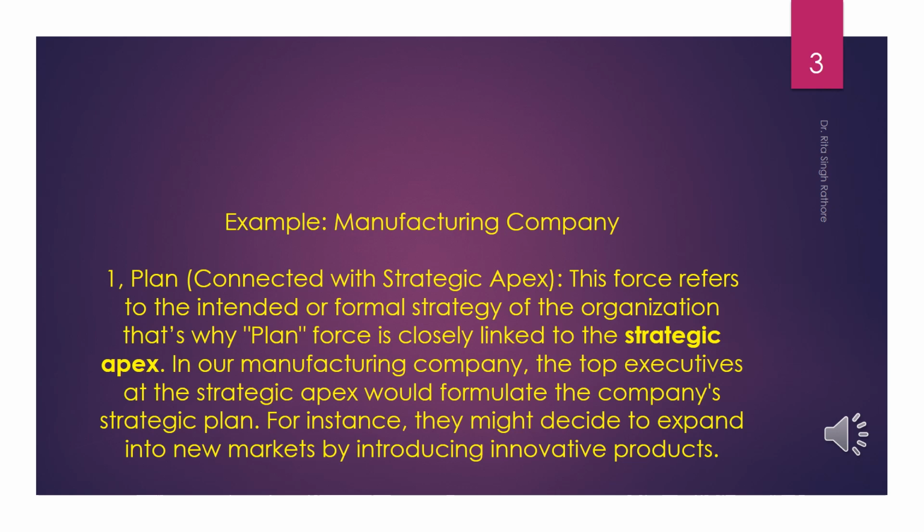So overall, the plan in Mintzberg's 5 P's is a deliberate strategy that helps an organization prepare for the future, make coordinated decisions, allocate resources effectively, manage risk, and handle changes. With which feature will we connect it? It will be connected with the strategic apex. Why? Because in our manufacturing company, the top executives of the strategic apex would formulate the company's strategic plan. For instance, they might decide to expand into new markets by introducing innovative products. So with the plan, all the top executives will be involved.